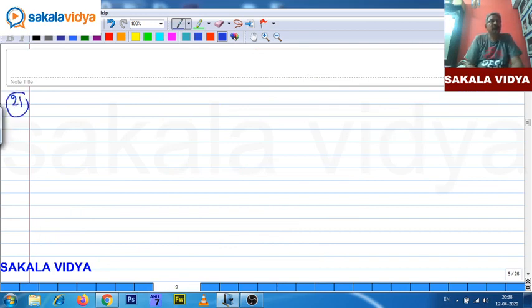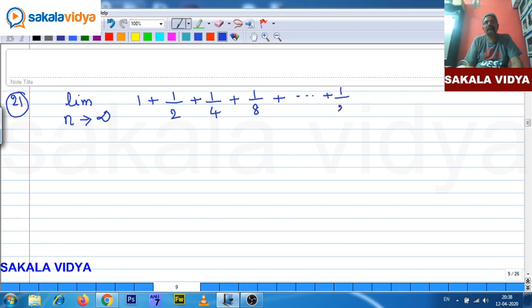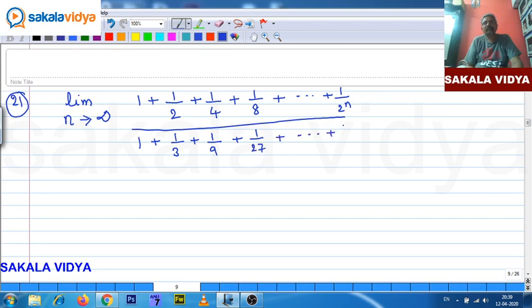So 21st question. Limit n tends to infinity, (1 plus 1 by 2 plus 1 by 4 plus 1 by 8 plus so on, plus 1 by 2 power n) upon (1 plus 1 by 3 plus 1 by 9 plus 1 by 27 plus so on, plus 1 by 3 power n). This is the question. Equals to.